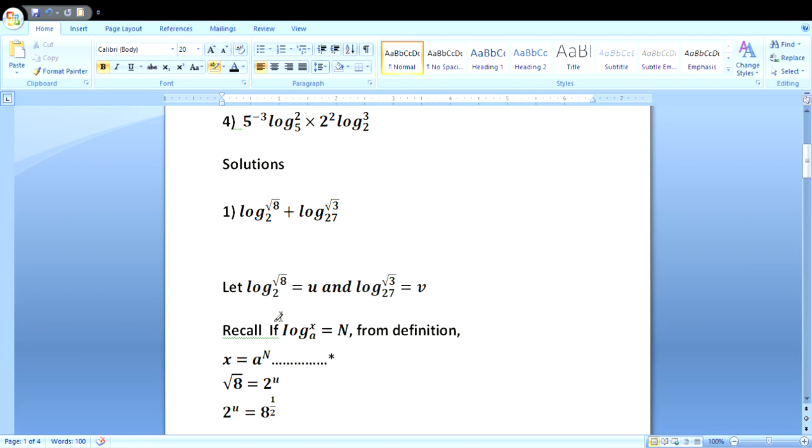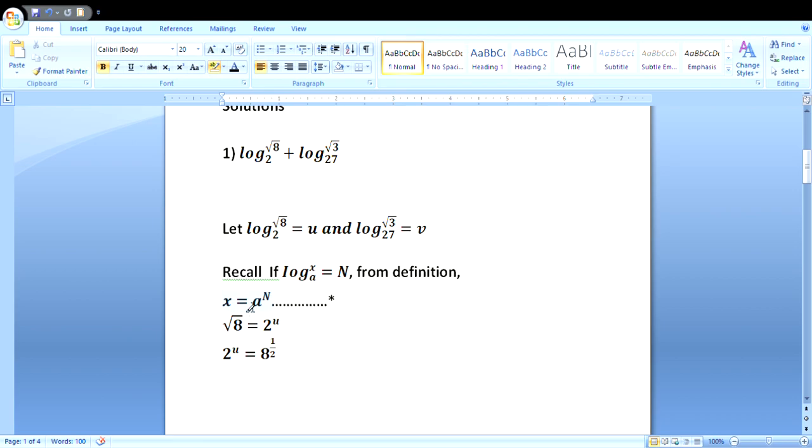And if you recall from definition, if we have log x to base a is equal to n, from definition it means that x is equal to a raised to the power of n. It means that the logarithm of any number is the power to which the base must be raised to give that number. So here we can use that principle to say that root 8 is equal to 2 raised to power u from here.